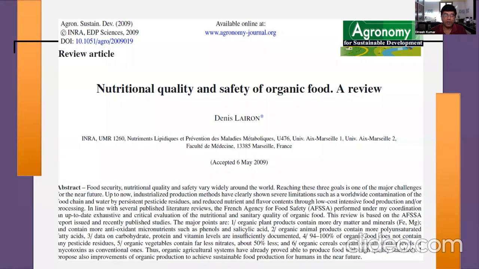Here, nutritional quality means the content of nutrients. With respect to human beings or with respect to vegetative materials, the nutritional quality means protein, what proportion of protein is there, fat is there, minerals are there, or vitamins are there, or other constituents are there. And one important constituent of quality is antioxidants. So what is the status of those materials in the product that decides the quality?